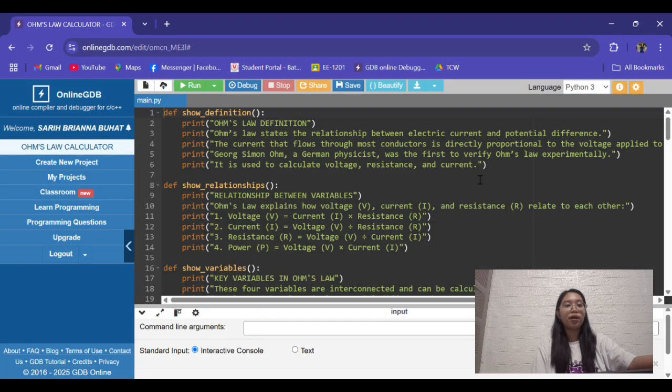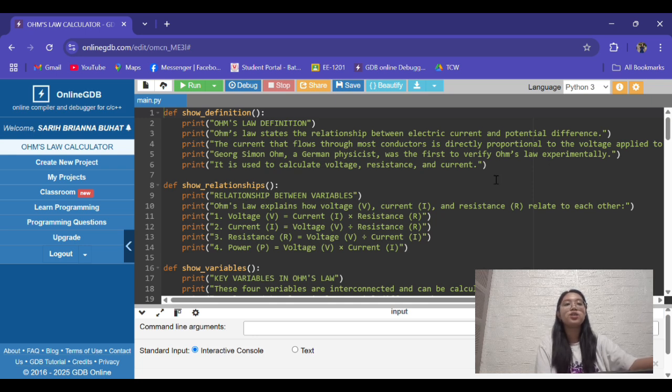For the first part of our program, we created a function called showDefinition. This function uses the print command to display the meaning of Ohm's law, which states that the current through a conductor between 2 points is directly proportional to the voltage across the 2 points.